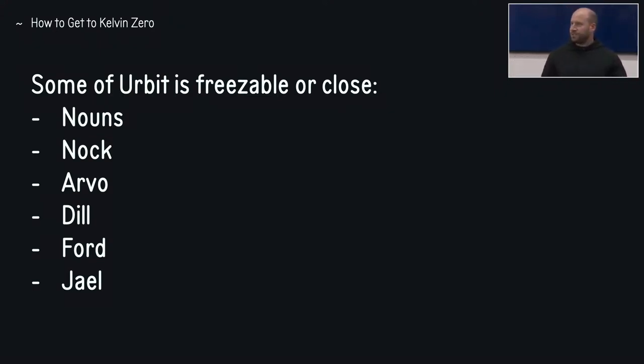So that's actually a pretty decent place to be, right? Of all the things that Urbit's trying to do, our machine code and our kernel are pretty close to where we want them to be. So that's a nice base to build on.